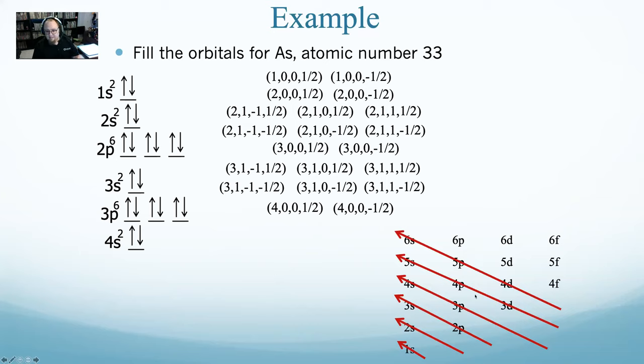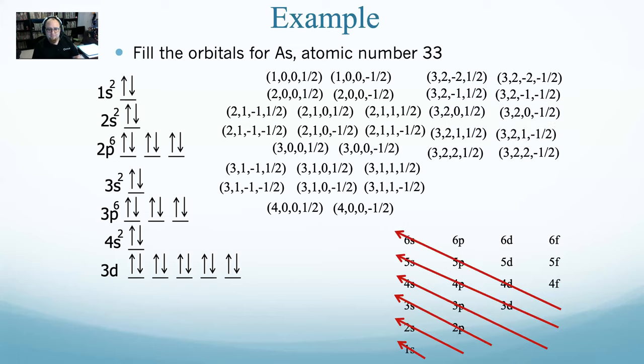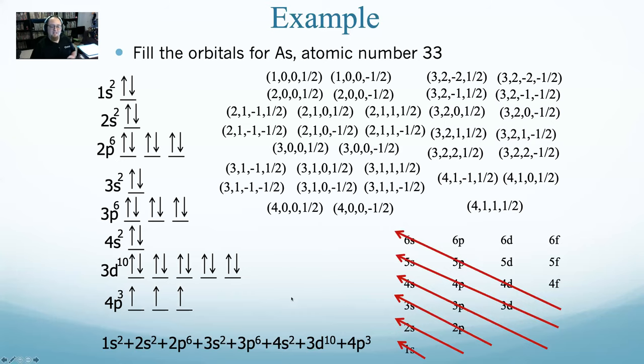After 4s is 3d. We're at 20, so we have to add all 10 to hit 30. We'll spread them out to those states, and then my spin downs. This slide was hard to make. So at 30 electrons, we only have 3 left. After 3d is 4p. 1, 2, 3. And there you go. That on the bottom here is the setup of the shells for arsenic. And to the upper right, that mass is all of the quantum numbers for all of the electrons in arsenic.